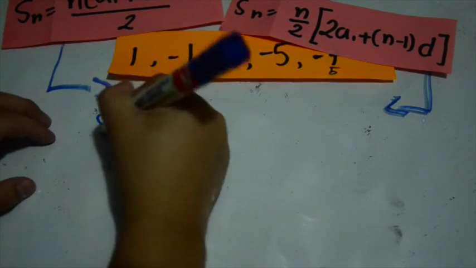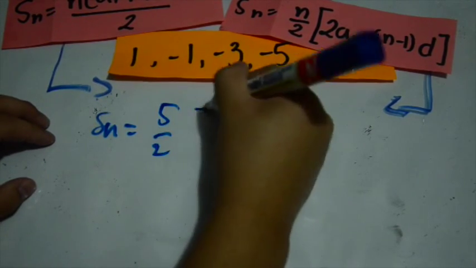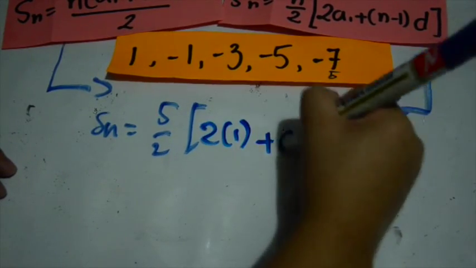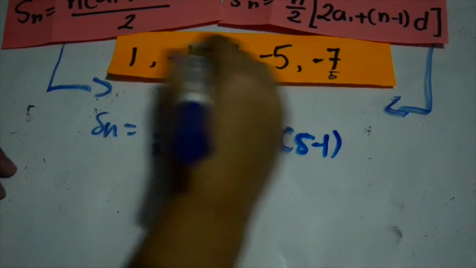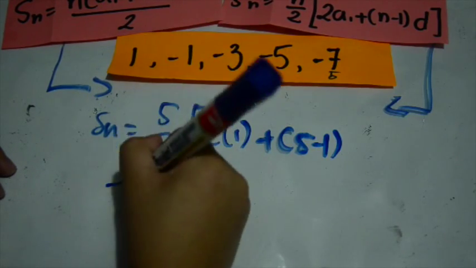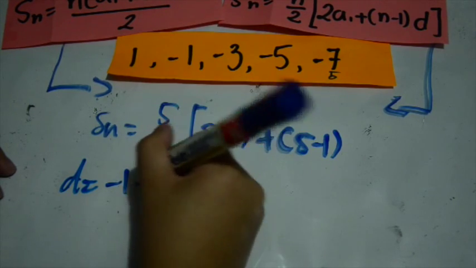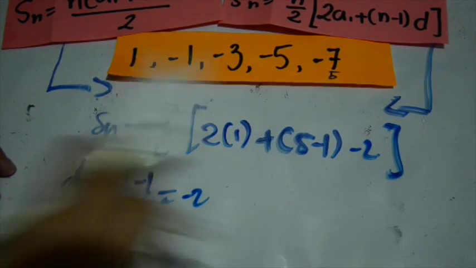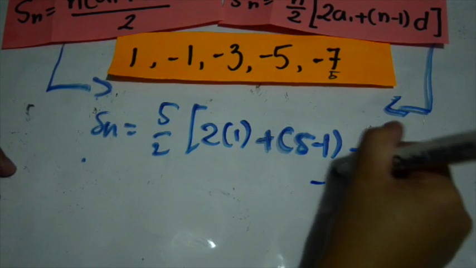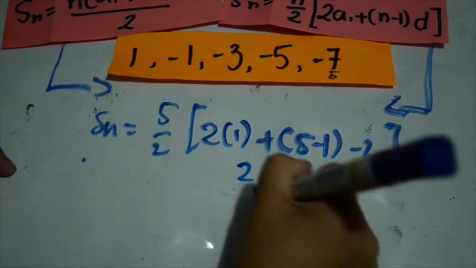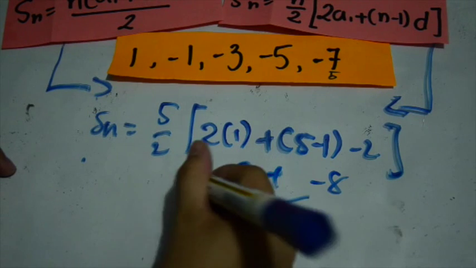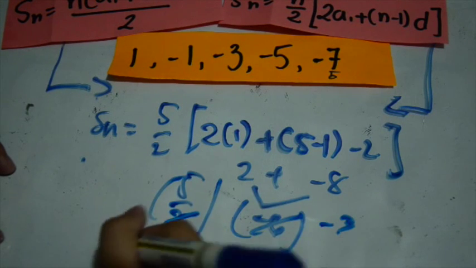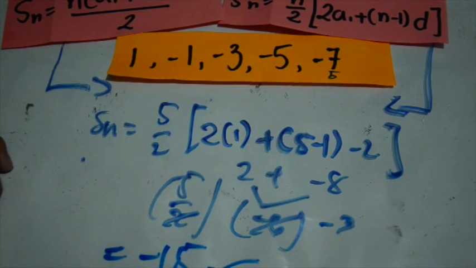Now, let's write S sub n, which is equal to n, which is 5, all over 2. Our first term, which is 1. And then, our n, which is 5 minus 1. And our common difference, which is negative 1 times negative 1, which is equal to negative 2. Now, solving for this one, we've got negative 8 plus 2, which is equal to negative 6, times 5 all over 2. This is negative 3, and 5 times negative 3 equals negative 15.